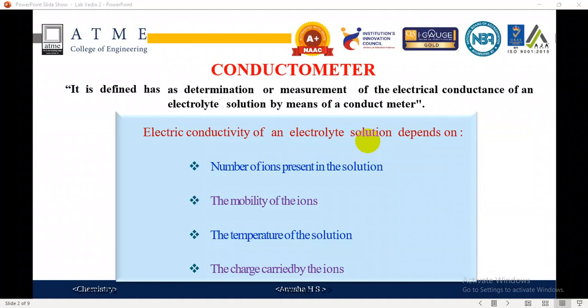Conductometry is defined as the determination or measurement of the electrical conductance of an electrolyte solution by means of a conductometer. The electrical conductivity of an electrolyte solution depends on the number of ions present in the solution, the mobility of the ions, the temperature of the solution, and the charge carried by the ions. So the conductivity depends upon these factors.